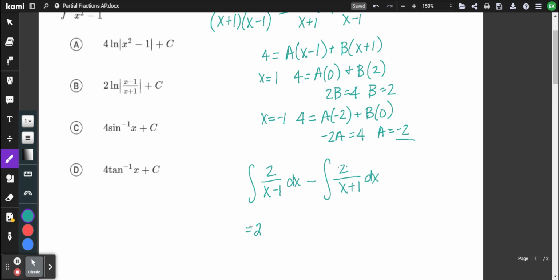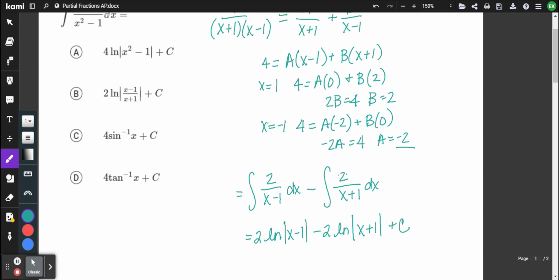So the first one is going to be 2 natural log of x minus 1 minus 2 natural log of x plus 1. And then, of course, my plus C. Now I'm going to pause for a second here and take a look at the answer choices and see which one fits, because I don't want to simplify too much, but I want to simplify to get the right answer, okay?